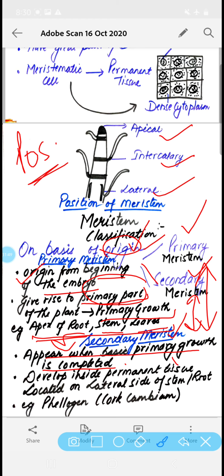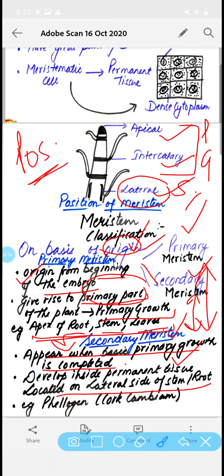ये ज़्यादातर परमानेंट टिश्यूज़ में प्रेजेंट होता है. ये ज़्यादातर किस में दिखाई देगा आपको? परमानेंट टिश्यू में. इट इज़ लोकेटेड ऑन द लेटरल साइड ऑफ द स्टेम. यानी इसका एग्जाम्पल कौन सा टिश्यू आ गया? लेटरल मेरिस्टेमेटिक टिश्यू हो गया. और प्राइमरी के एग्जाम्पल हो गए ये दोनों, यानी एपिकल और इंटरकैलरी ये प्राइमरी ग्रोथ शो करते हैं, और लेटरल मेरिस्टेम इट शोज द सेकेंडरी ग्रोथ.